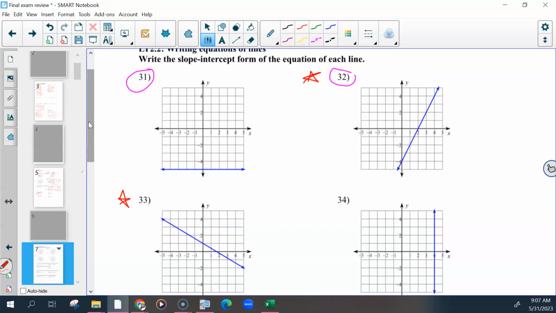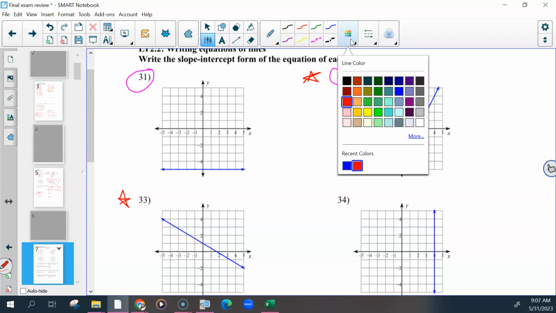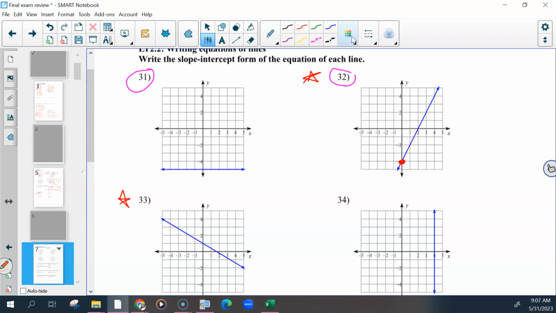Write the slope-intercept form of the equation of a line. Look for your y-intercept. Where does it cross the y-axis? And then find another point where it crosses the grid lines exactly. So you have multiple choices. There's a point here at (1, -2), another one at (2, 0), another one at (3, 2), another one at (4, 4). Any of those would work.